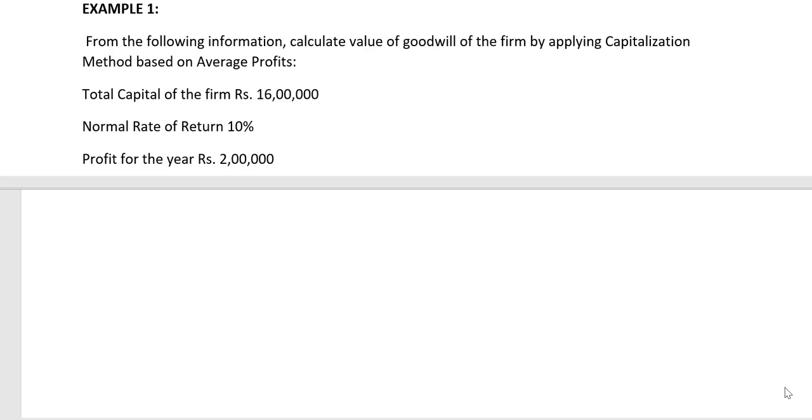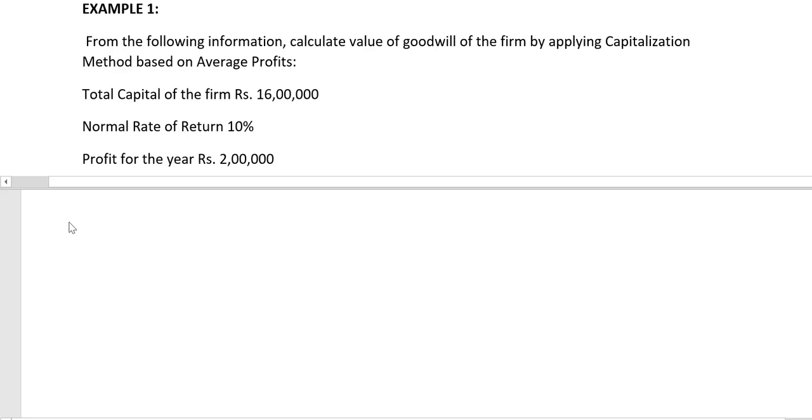Example 1. From the following information, calculate the value of goodwill of the firm by applying the capitalization method based on average profits. The total capital of the firm is given as rupees 16 lakh. The normal rate of return is 10% and the profits for the year is rupees 2 lakh.